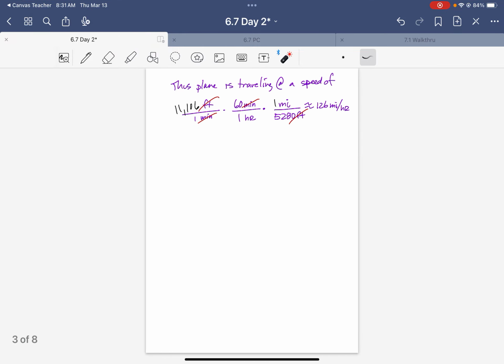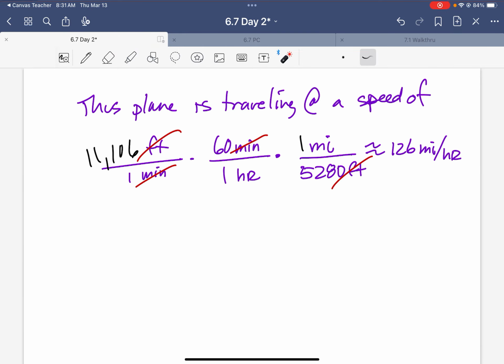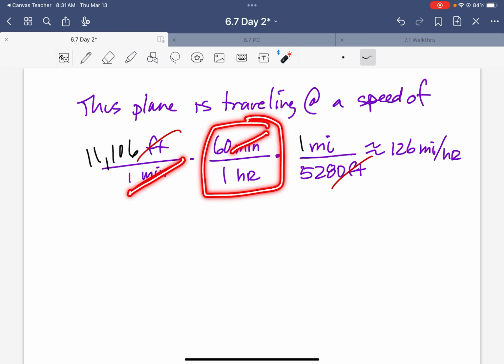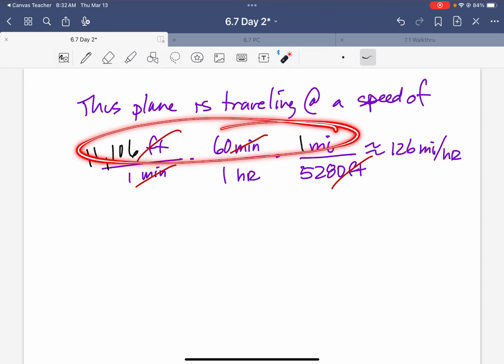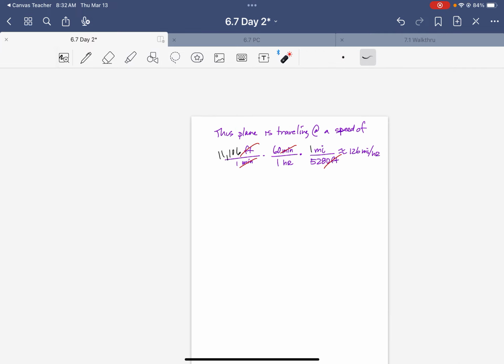Well, notice that means we've gone 11,106 feet in 1 minute. So to change that to a speed in miles per hour, we multiply by 60 minutes over 1 hour, which is a well-chosen one. That cancels out our minutes. And then if I want miles, I multiply by 1 mile over 5,280 feet. That cancels out our feet. So we're just left with miles per hour. And it turns out to be, when we multiply all this divided by all this, we get 126 approximately miles per hour.